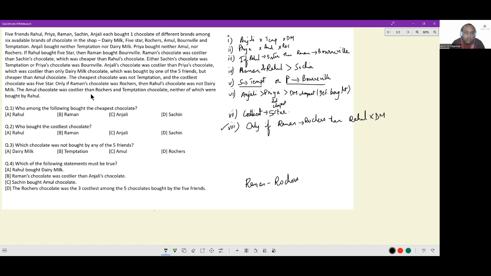Amul chocolate was costlier than Rochers and Temptation chocolate, neither of which were bought by Rahul. Amul was more expensive than Rochers. So I'll write it this way: Amul is higher than Rochers and Temptation.